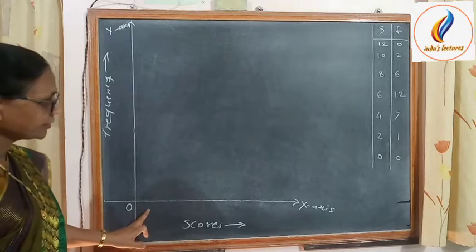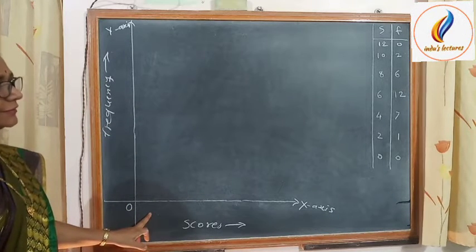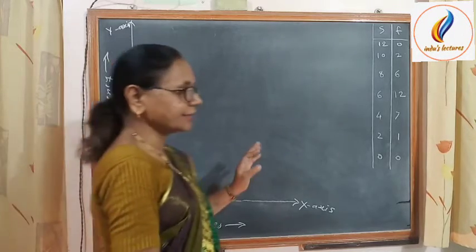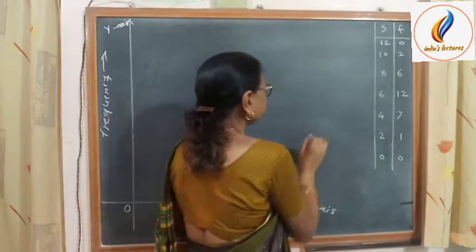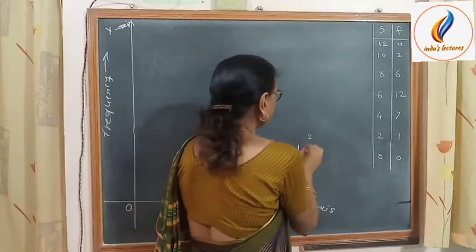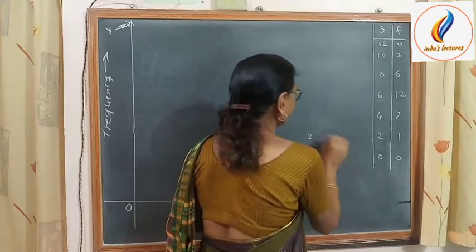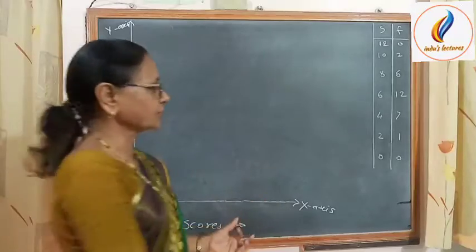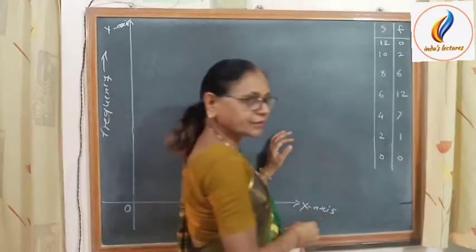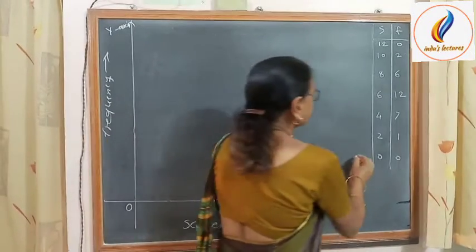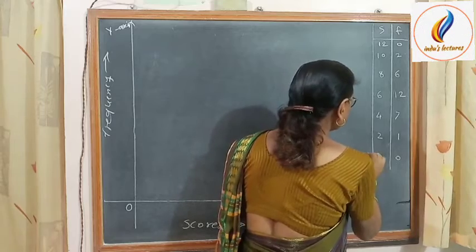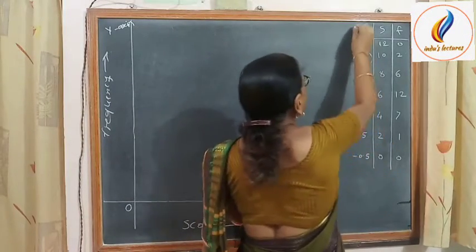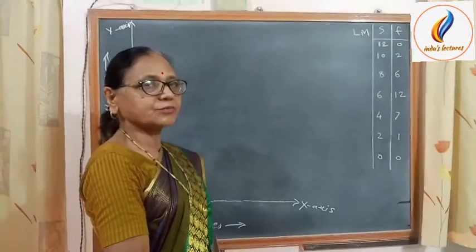Now plot the points on the x axis as the lower limits of the scores. If we take any score, say 2, then its lower limit is 1.5 and its upper limit is 2.5. So like this, write the lower limit of each score. The lower limit of the extra score is minus 0.5, for 2 it is 1.5. Take the lower limits of the scores.